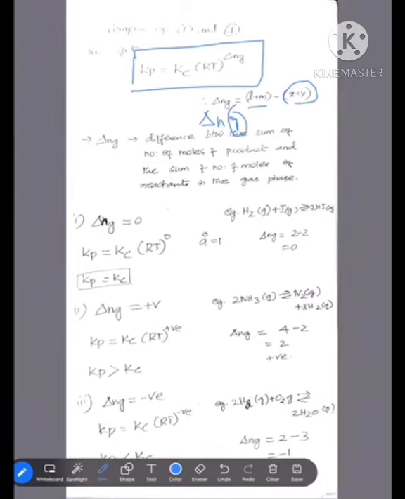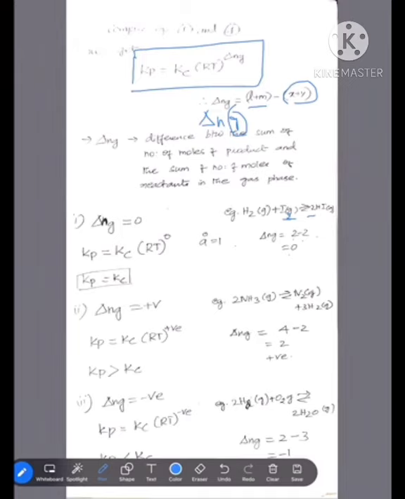One example of such a situation is where hydrogen gas and iodine gas, H2 and I2, give you two molecules of HI. When you apply this in delta ng, l plus m is nothing but 2, and x plus y is 1 plus 1, which is 2. So 2 minus 2 is 0. This is a very good example where delta ng is equal to 0. For this reaction, Kp will be equal to Kc. Another condition is where delta ng is going to be positive.